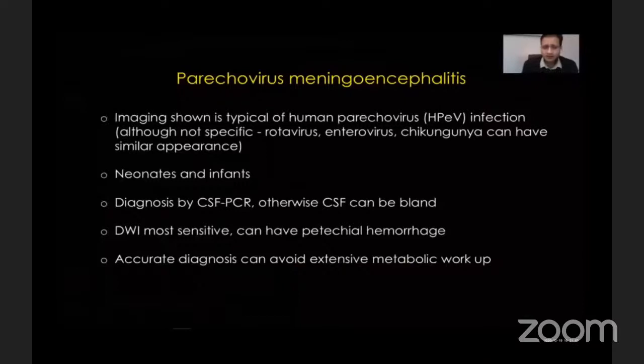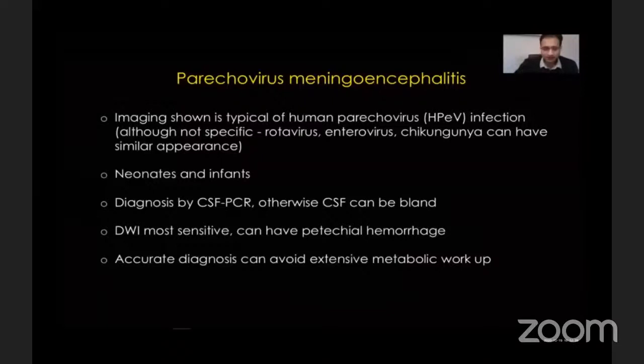So although this imaging shown here is fairly typical of human parechovirus infection, it's not entirely specific. You could have the same pattern with rotavirus, enterovirus, chikungunya, and other viral infections. The important thing from our standpoint is to make a diagnosis of viral encephalitis so that the appropriate treatment can be initiated. This typically presents in neonates and infants, with most of the cases diagnosed before the age of 1 month. Once the diagnosis is suspected, confirmation is easy by a CSF PCR. On imaging, as we saw here, diffusion-weighted images are the most sensitive, although these lesions can sometimes have associated petechial hemorrhages on the gradient echo sequences. An accurate diagnosis in this scenario can help avoid an extensive metabolic or vascular workup.